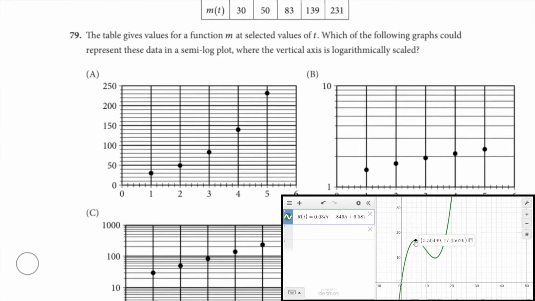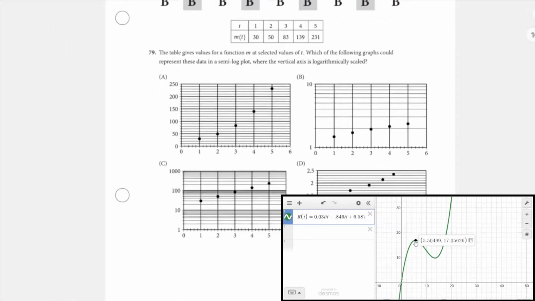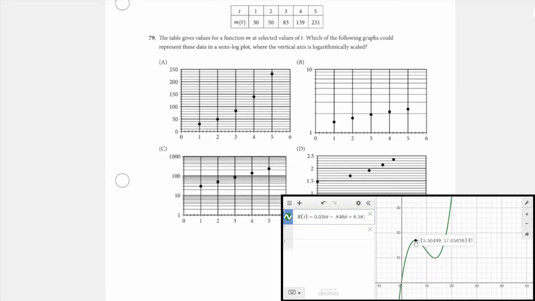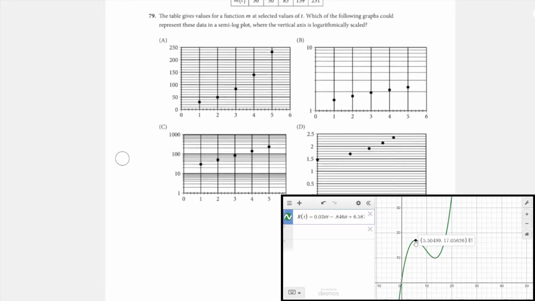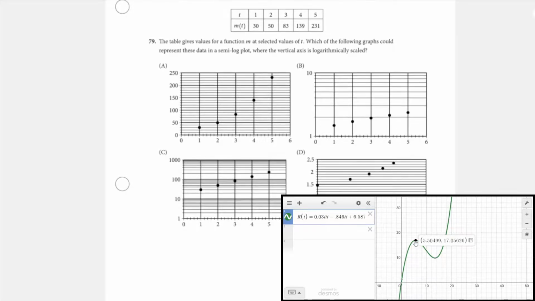Now I've got the semi-log plot. And I will admit, this is the one topic I kind of reviewed before making this video, because it's like, oh man, I remember that was in the class, and I don't even remember learning about this. I'm sure I did somewhere along the way, but it was very unfamiliar to me. But this is really just like plotting points. So the vertical axis is logarithmically scaled.